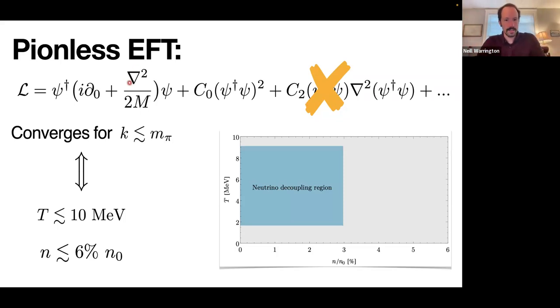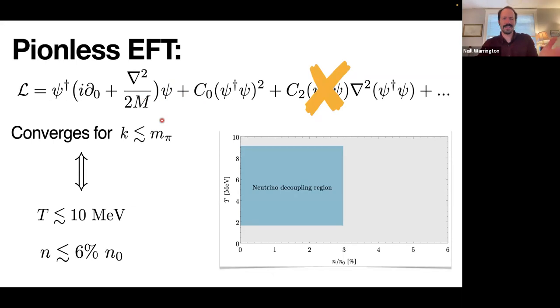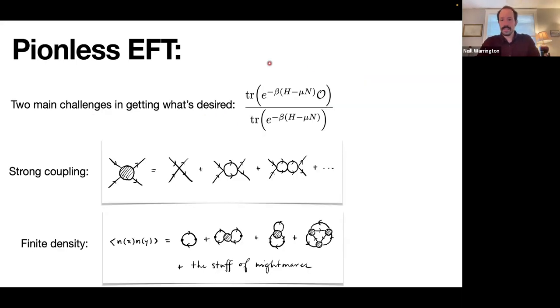So basically, this is our theory, okay? Kinetic term, 4 Fermi interaction. Now, there's two main challenges that get in the way of computing what you want here. Ostensibly, you look at this and you say, how hard can this be? Let me tell you. What we want is basically observables in a thermodynamic ensemble. We want density-density correlators and spin-spin correlators.